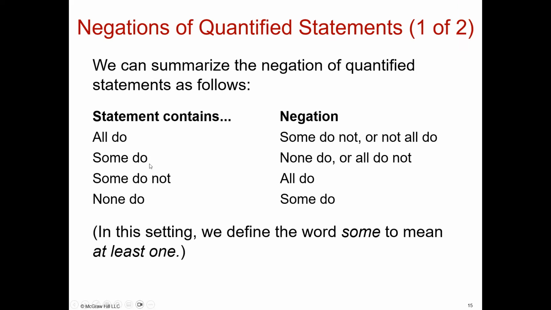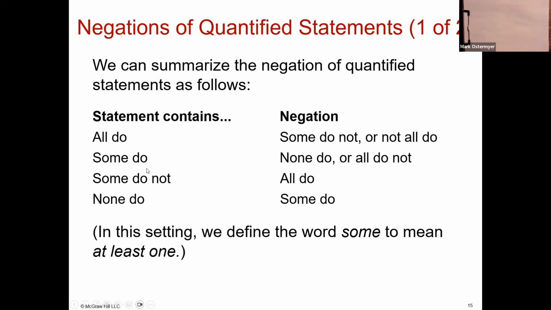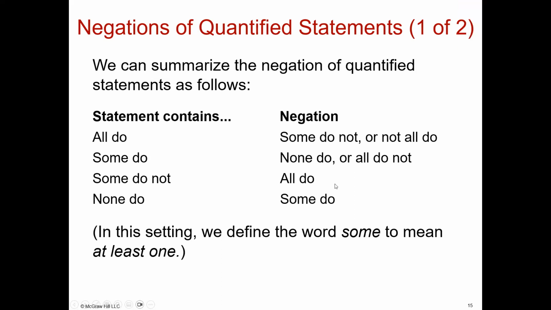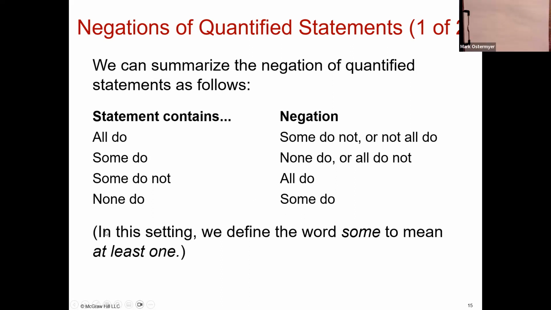Some do. None do. Or all do not. The negation of some do is to say that none do or all do not. The negation of some do not is to say all do. The negation of none do is to say some do.